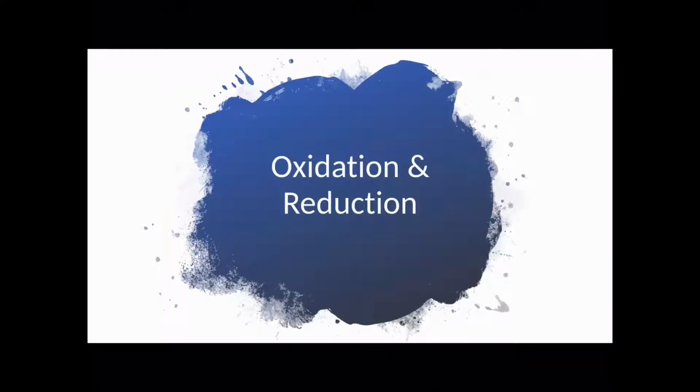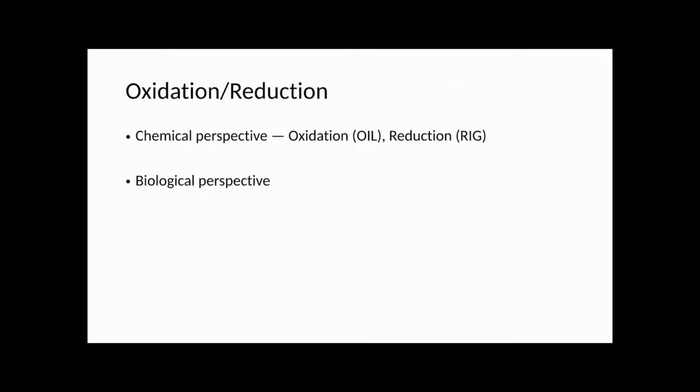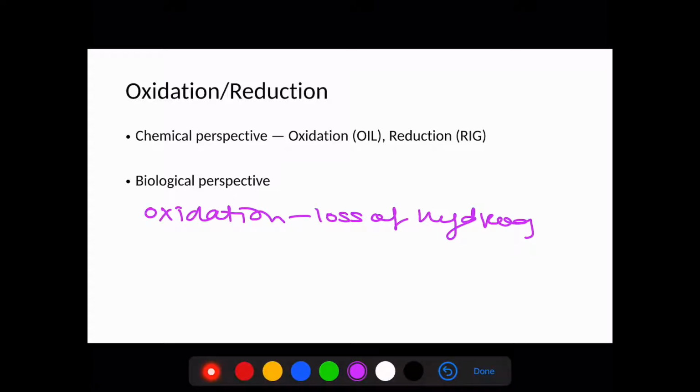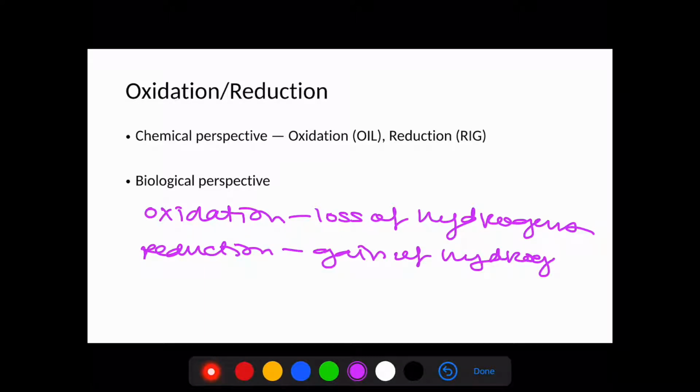Another concept that our paper relies on is oxidation and reduction. From a chemical perspective, we understand oxidation as the loss of electrons and reduction as the gain of electrons. In the biological world, hydrogen can be seen as the electron equivalent in redox reactions. Oftentimes, hydrogen will be bound to electronegative atoms like oxygen, nitrogen, or sulfur. This has led biologists to define oxidation as the loss of hydrogen and reduction as the gain of hydrogen.